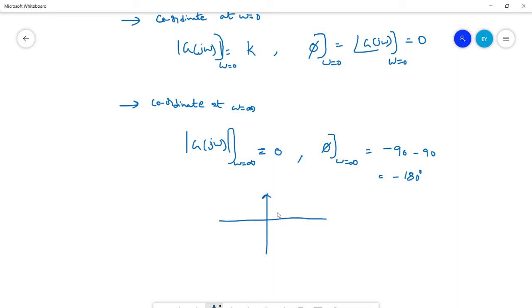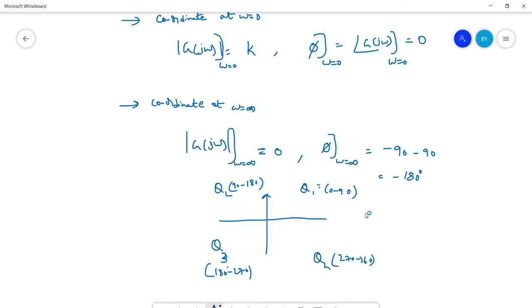In a polar plot, we need to represent quadrants in terms of angles. This is nothing but 0 to 90, Q1, Q2, Q3, Q4. This is 0 to 90 in the anti-clockwise direction. This is 90 to 180. This is 180 to 270. This is 270 to 360.